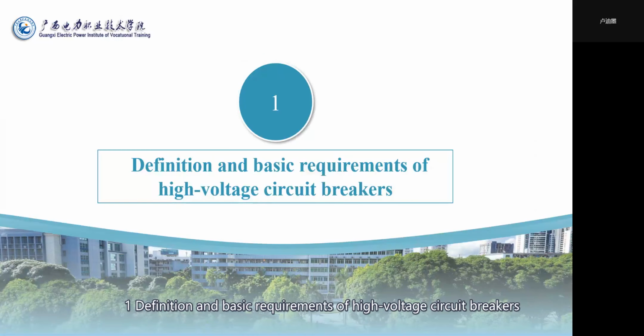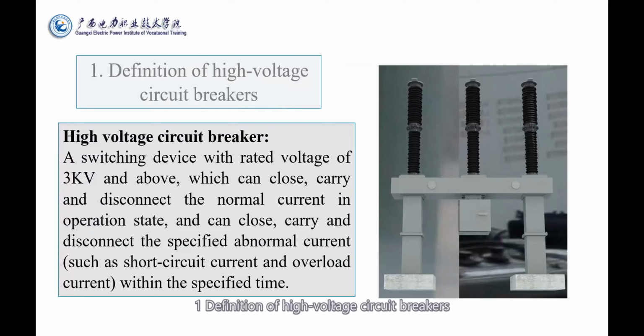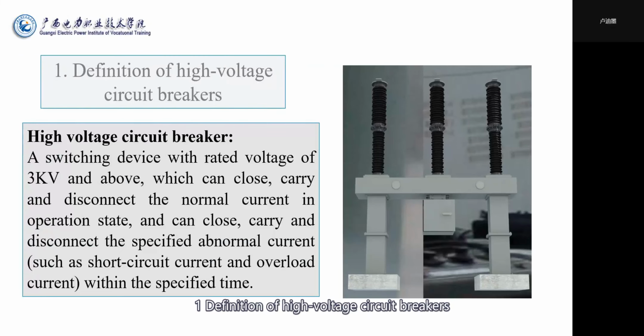1. Definition and basic requirement of high voltage circuit breakers. 1. Definition of high voltage circuit breakers. A switching device with rated voltage at 3000 volts above, which can close, carry, and disconnect the normal current in operation time, and can close, carry, and disconnect the specific abnormal current, such as short circuit current and overload current, within the specific time.